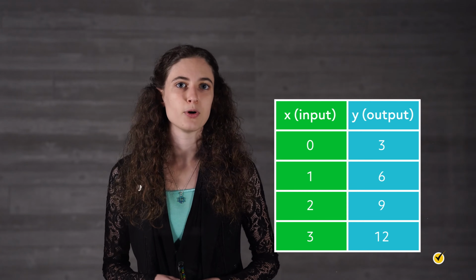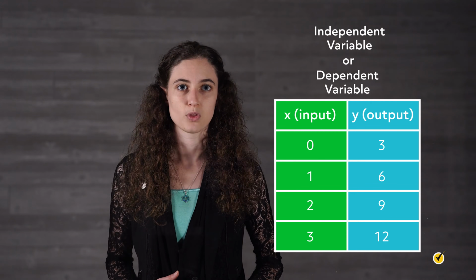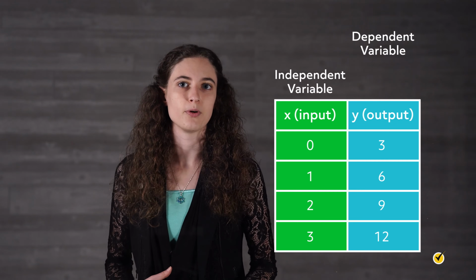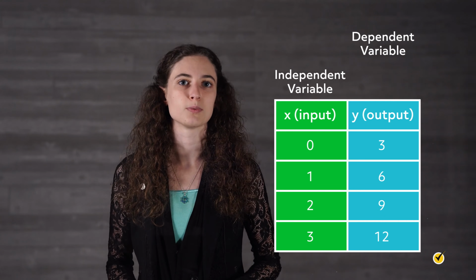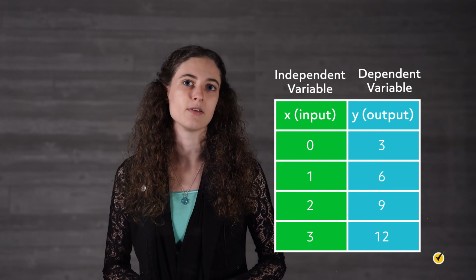We refer to these input and output values as either independent or dependent variables. We can plug in any value for x, so it is our independent variable. The y variable, however, will always depend on what was plugged in for x, so we refer to the y variable as the dependent variable. Let's look at the function f of x equals 2x plus 4 as an example.